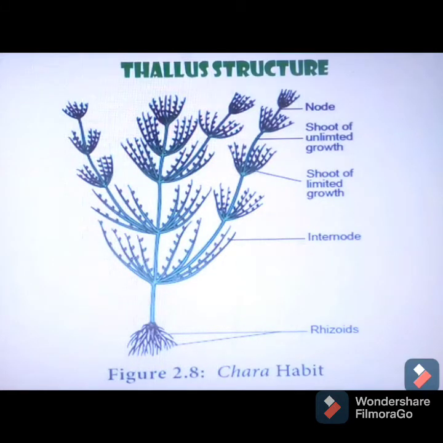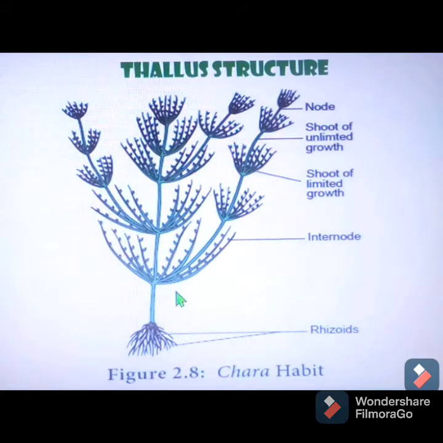It has branches and it is differentiated into nodes and internodes. These are the nodes here. You can see this is one node, this is another node, and the spaces between these nodes are referred to as the internodes. So this is the internode and these are the nodes.